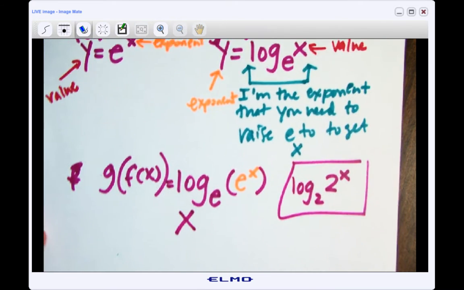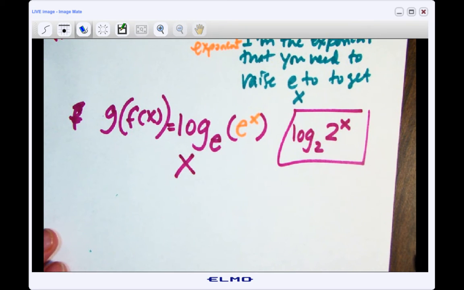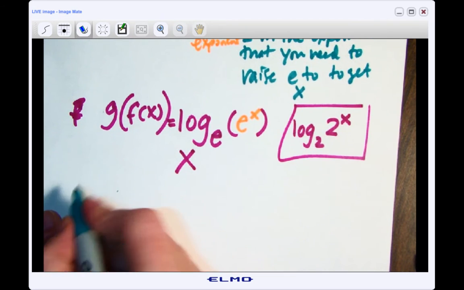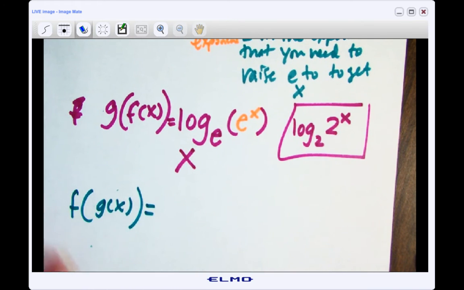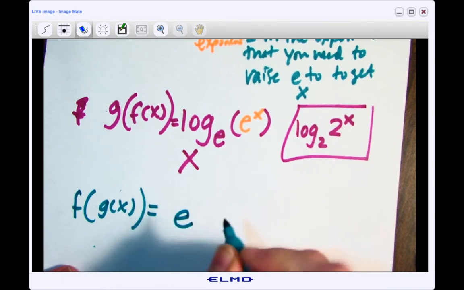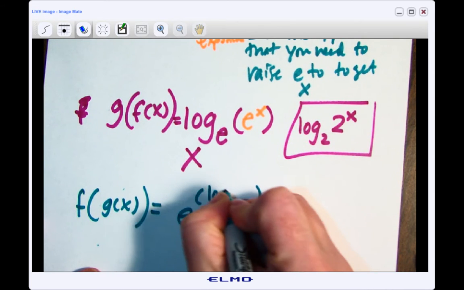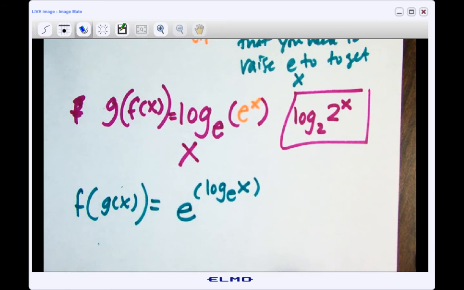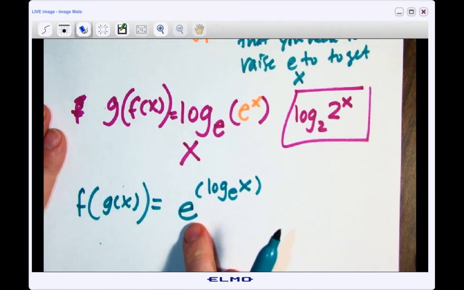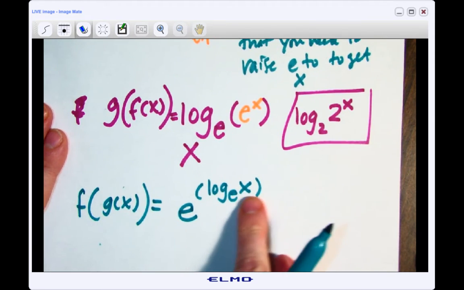All right. Now the other one's a little bit more tricky to see. This one goes like this. It's f of g of x. And this one says e to the something. And what am I going to put in there? I'm going to put log base e of x. Okay. All right. So this says if I take e and raise it to the log base e of x, what will I get out?